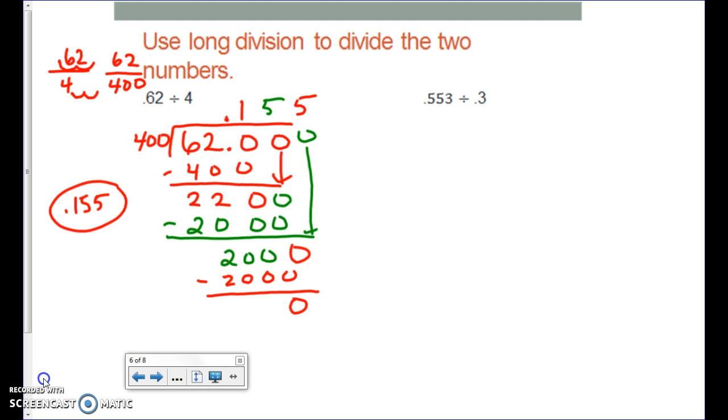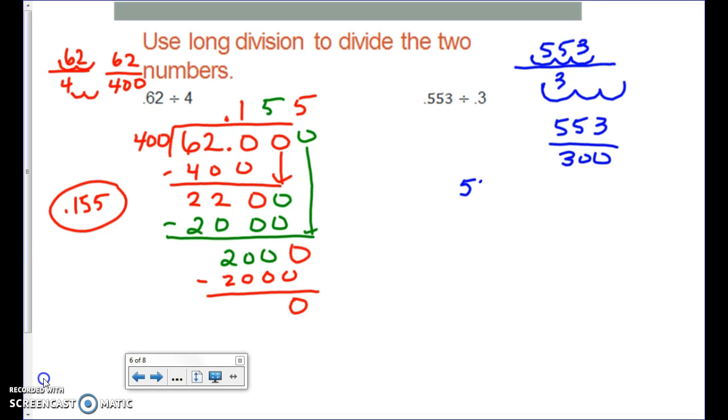Okay? Let's take a look at this next one, and it's important because we're going to have to use some placeholders again. I'm going to rewrite this as 0.553 divided by 0.3 like this. I need to move that decimal till it's gone. It takes me 3 times on the top, so I need to also move it 3 times on the bottom. So really what I have is 553 divided by 300. And so I'll solve this like I usually do.